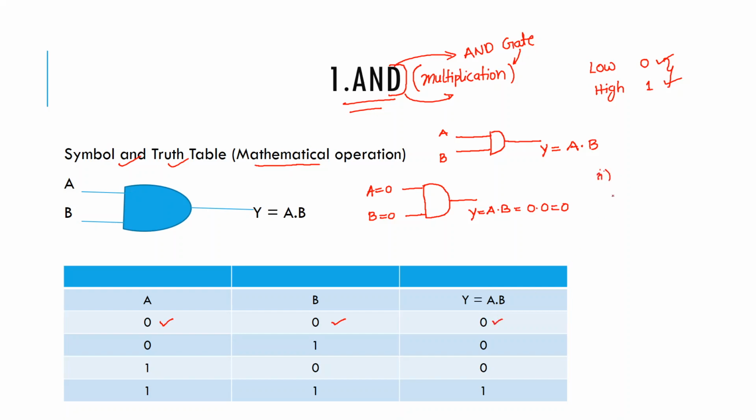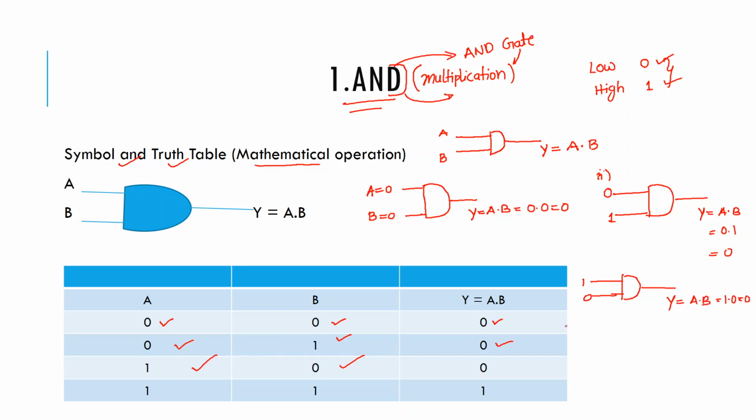So let us move to the second one. See here, what is the input I have given for A? It is 0. What is the input I have given for B? It is 1. Now what will be the output? I know that Y equals A dot B, that is nothing but 0 dot 1, so the output will be 0. Similarly, for the third mathematical operation, again I am taking that logic gate. I am applying the input A as 1 and B as 0. So again what will be the output? A dot B, that is nothing but 1 dot 0, which equals 0.